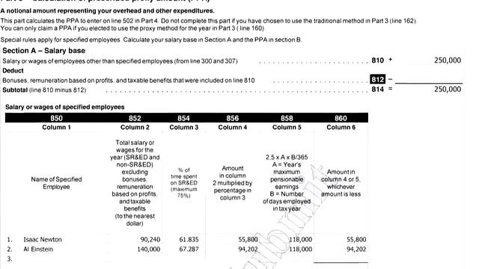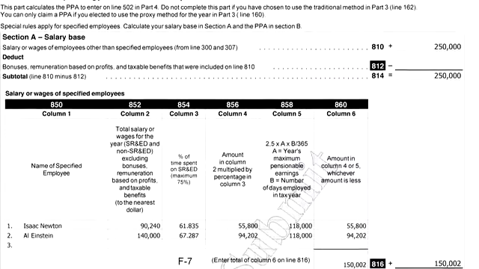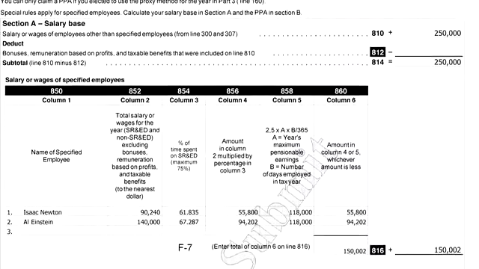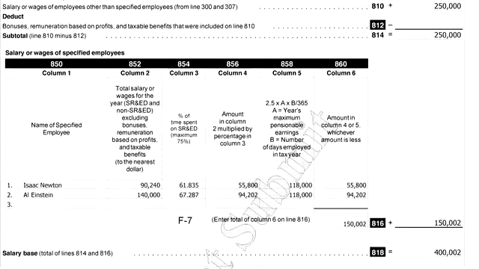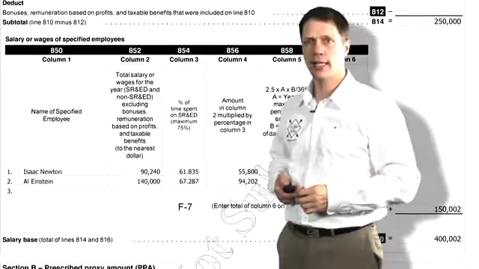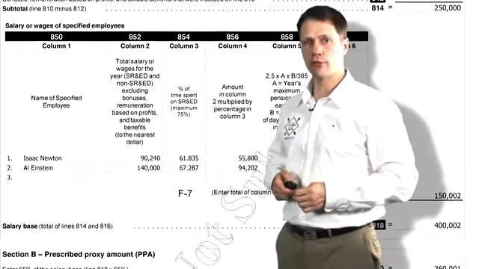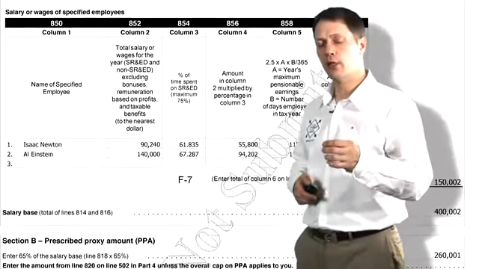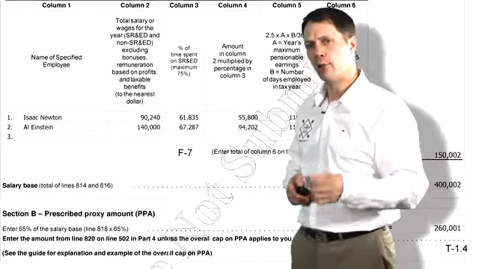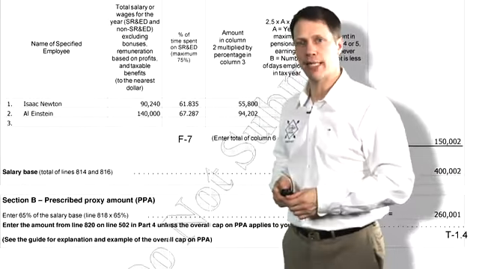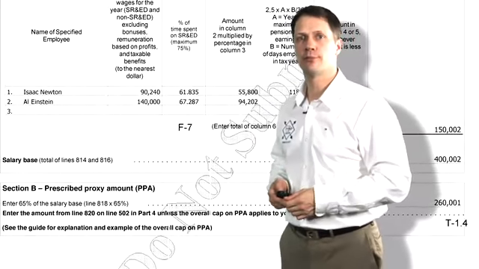A quick illustration of the proxy calculation, how there are 3 certain limits for specified employees, the lesser of 3 amounts, illustrated here, and how the only adjustment for non-specified employees is to pull out the bonuses or any remuneration based on profit that were included in the original salary base, as described in Section F.